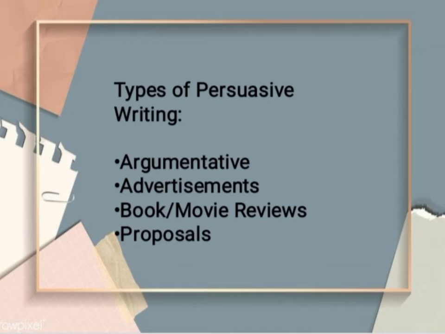Book and movie reviews. If a book or movie is being reviewed, the reviewer is telling you whether it is good or bad and why. That's a form of persuasion. And proposals. If you are proposing or suggesting a project or an activity, you are being persuasive because you are trying to get people who can make this a reality to change their mind and to do it.